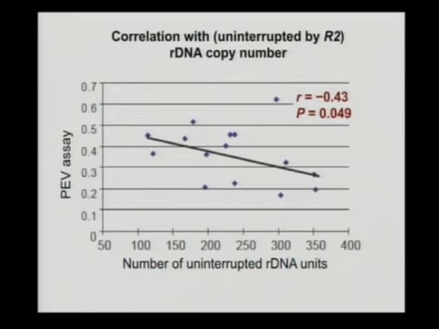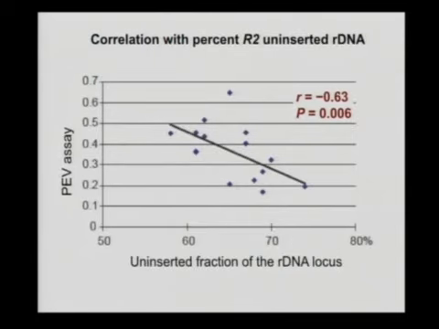I'll underline the word uninterrupted here. The ribosomal DNA cistrons in Drosophila are interrupted by a transposon called R2, which inserts at a specific site in rDNA and transcriptionally inactivates the site. So across these rDNA arrays, there are a number of sites that are uninterrupted and a number of sites that are interrupted, and those can be estimated in various ways. And here's another correlation which shows the fraction of the rDNA locus that's uninterrupted by those R2 transposons.